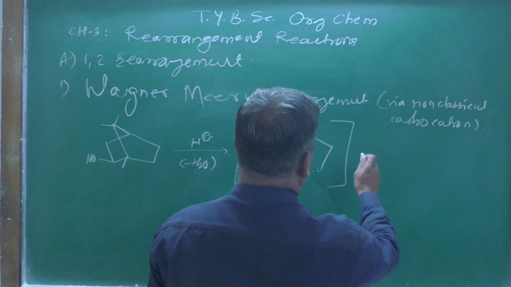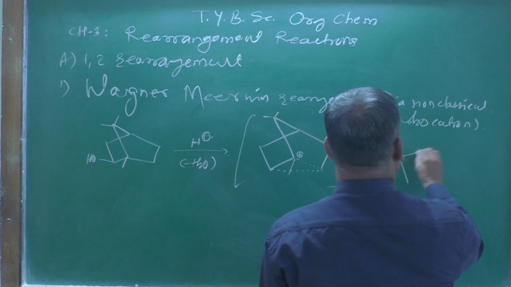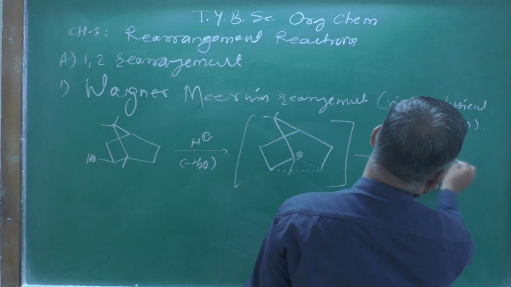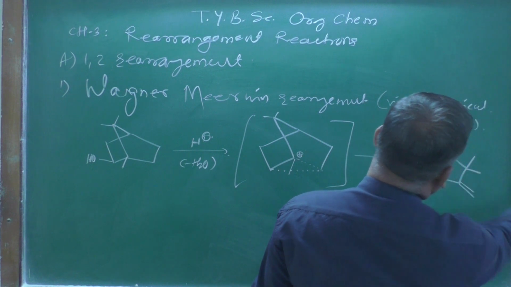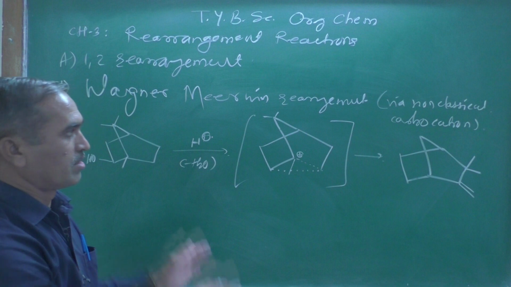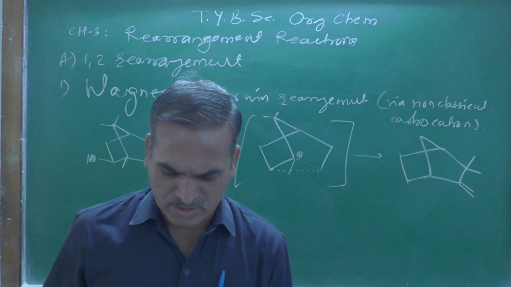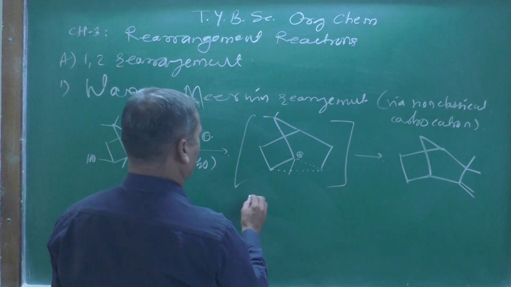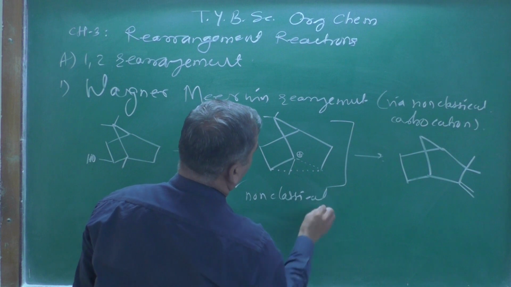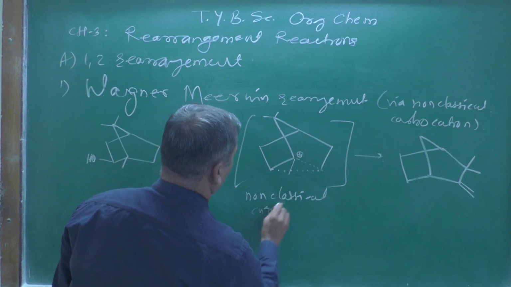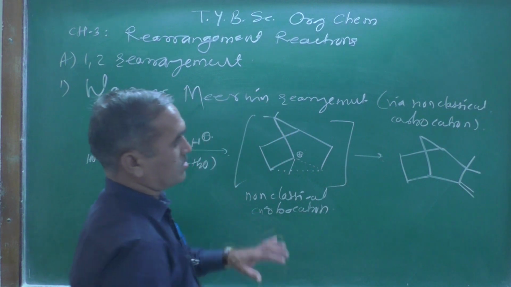After that breaking, you are going to get the product. The product will be like this. So how are we getting this product? Via this intermediate, which is called a non-classical carbocation. This is a non-classical carbocation.